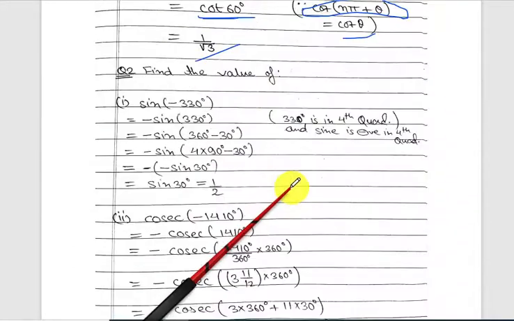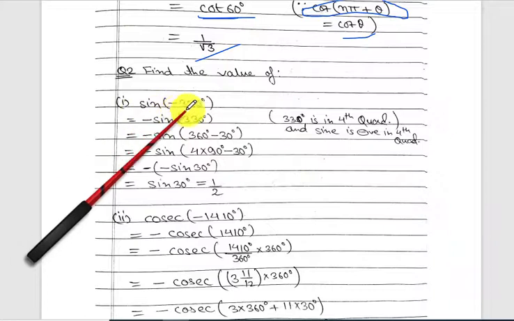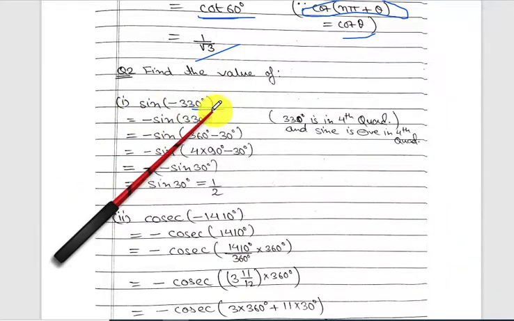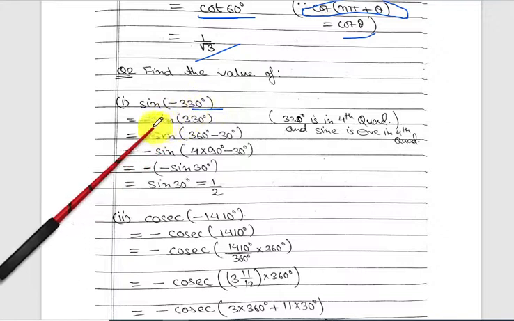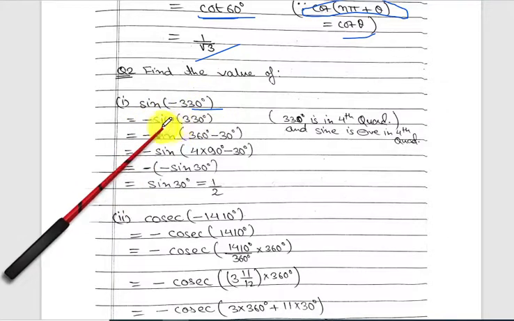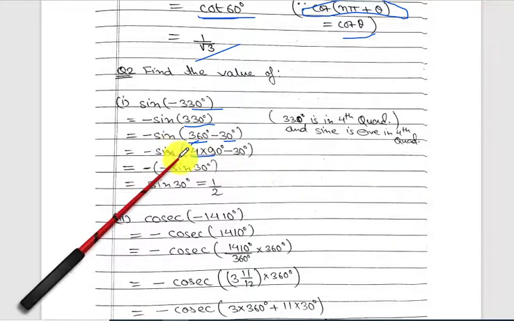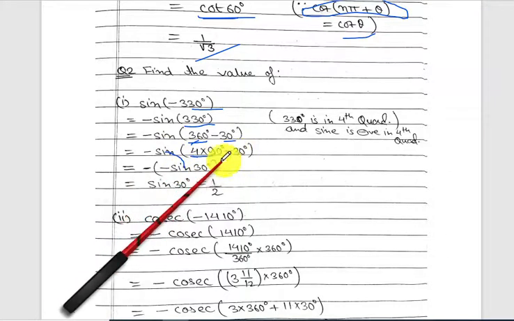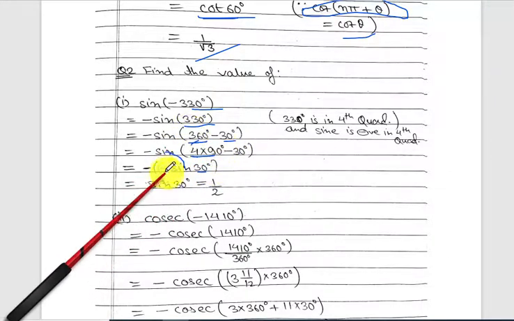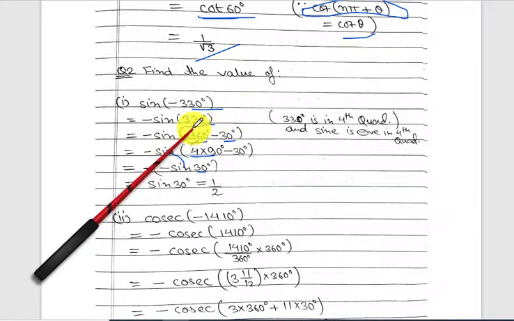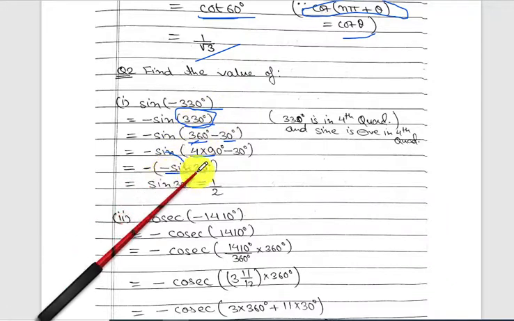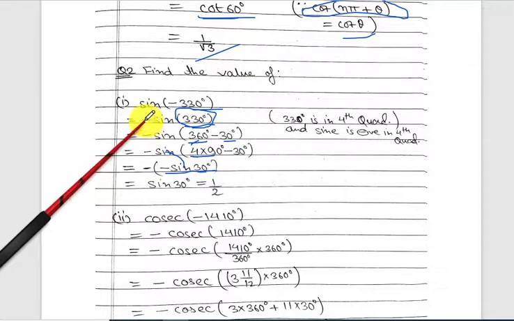Next is find the value of sine minus 330 degree. We know that sine minus 330 can be written as minus sine 330 degree. Now this 330 can be written as 360 minus 30, and 360 can be written as 4 times 90, minus 30. 4 is even, so sine will become sine only, and then 30 will come over here, but we have to decide about the sign before this. This angle is in the fourth quadrant, and in the fourth the sign is negative, that's why minus sine 30, and this minus sign is already coming. So minus minus plus, sine 30 equal to half.